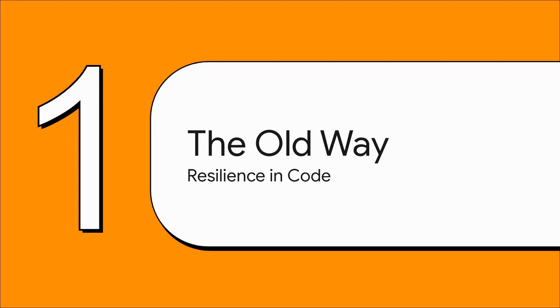Okay, so how did we used to try and fix this stuff? Well, the old way, the in-code way, was basically to make every single developer responsible for it. They'd have to write all this resilience logic, retries, timeouts, all that jazz, directly into their application code. And as you can probably guess, this gets real messy real fast.